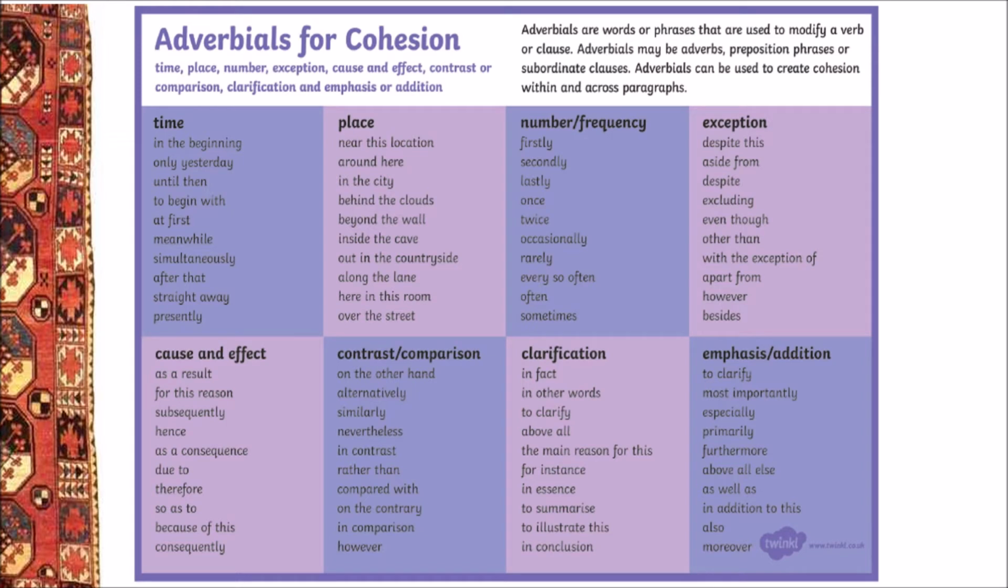Okay, so the main thing you need to know from this is that adverbials for cohesion can cover time, place, the number or frequency, exception, cause and effect, contrast or comparison, clarification, or emphasis or addition. Okay?